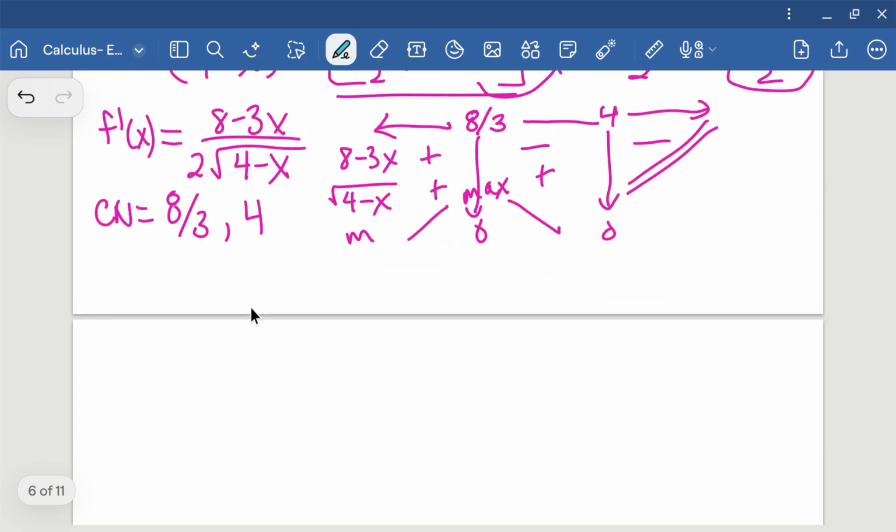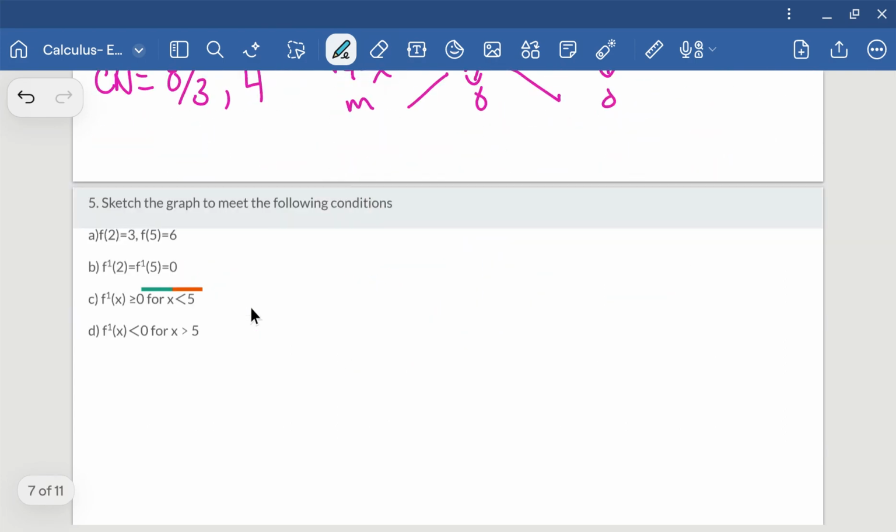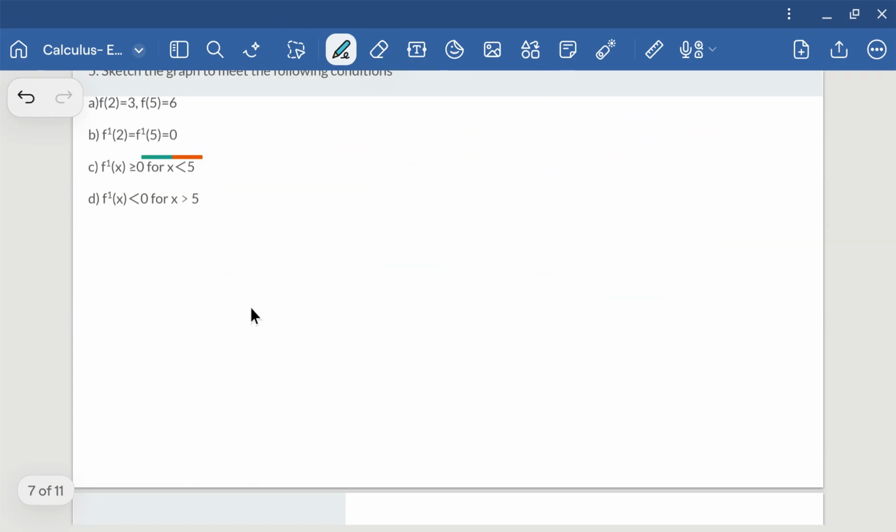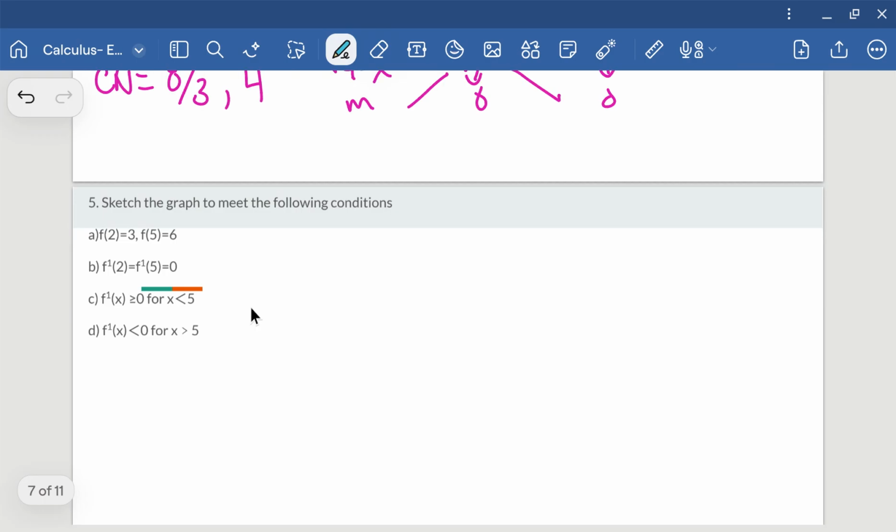Just looking at 2 more from chapter 3. I like question number 5 with the graphing. I think I took off one other one.